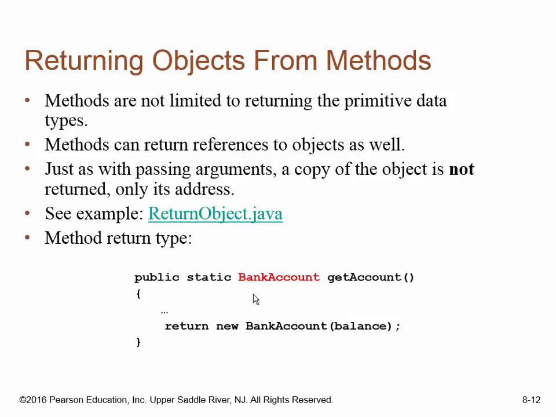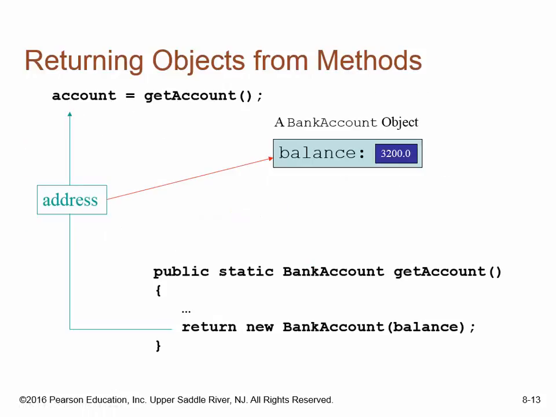You can also return an entire object from a method. Again, a method returns only one thing, so it's only one object, but it can be one object with multiple different parts to it.